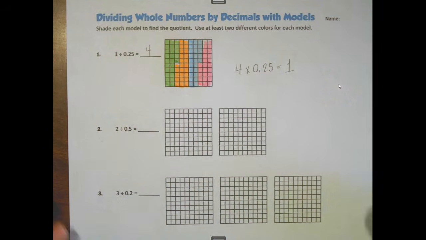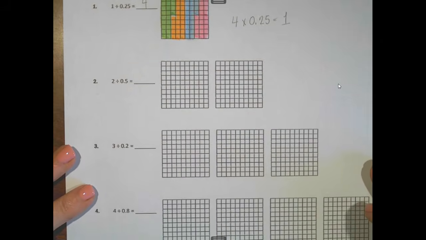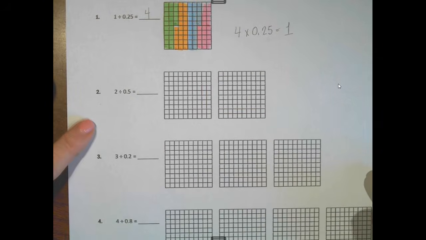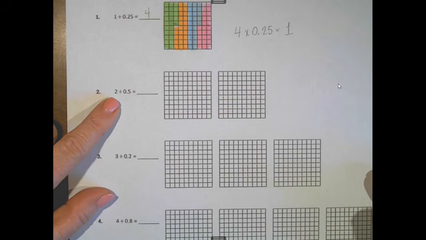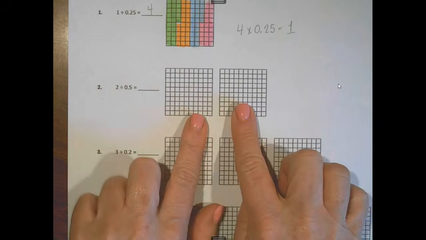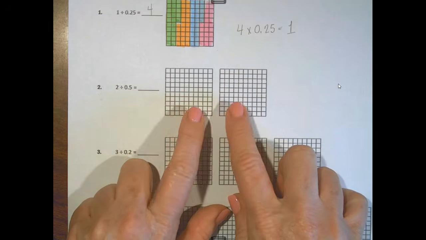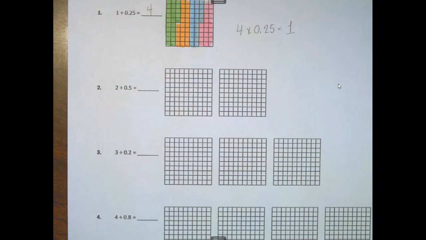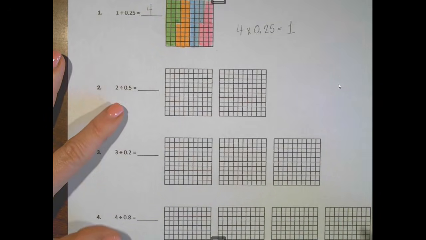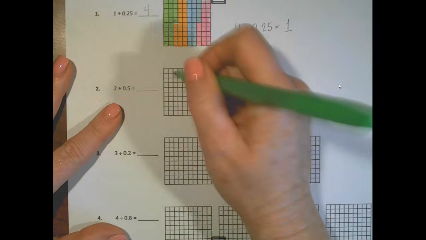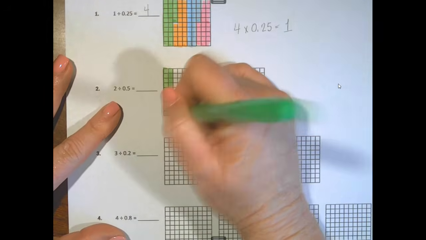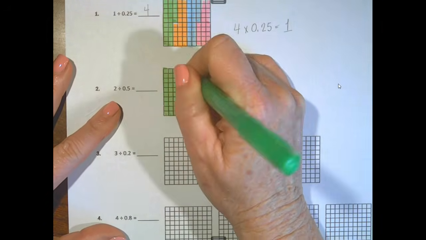Let's look at another example. This time we're dividing 2 into groups of 5/10. So here are our 2 wholes, the 2 large rectangles. They're broken into hundredths, but we already know that one column would be 1/10. So what we're doing is we're going to shade groups of 5/10. So we have 1, 2, 3, 4, 5.